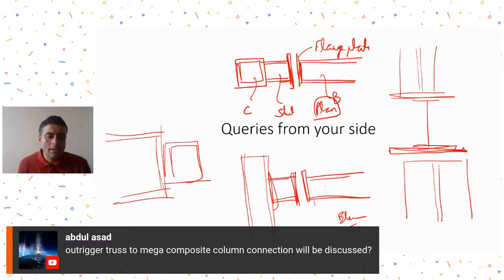Mr. Abdul is asking, outrigger truss to mega composite column connection will be discussed. I'm not quite sure how this connection looks like. If you have any details, you share. I'll see.